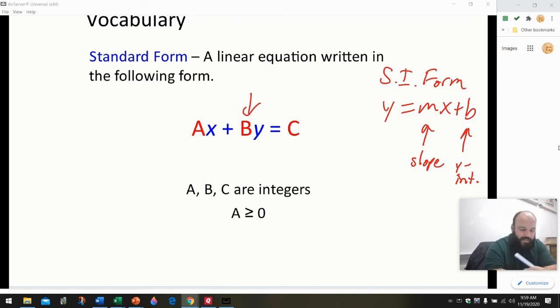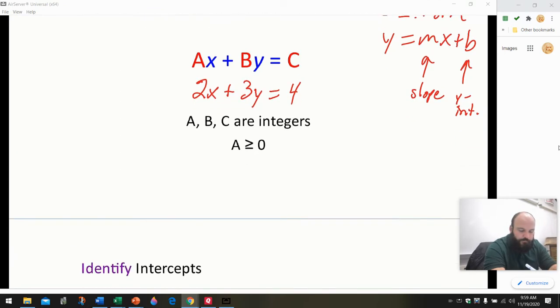In this case, as you can see right here, it says that A, B, and C are integers. And if you recall what an integer is, it means they're numbers. So as an example of something in standard form, you could have an equation like 2x plus 3y equals 4. That would be an equation in standard form. You can see A would be 2, B would be 3, and C would be 4.